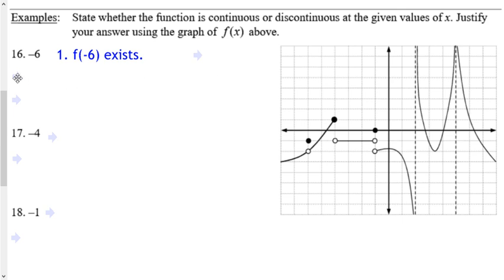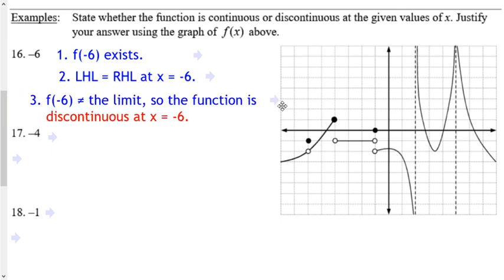Does the limit exist? Yeah, we said the limit exists because left and right hand limits were the same thing. Left and right hand limits were equal to -2. But the function is discontinuous because f of -6, which is equal to -1, is not equal to the value of the limit, which was -2. So they were not equal, so we'd say the function is discontinuous where x is equal to -6. Visually makes sense, but I wanted you to think about these three characteristics as well.